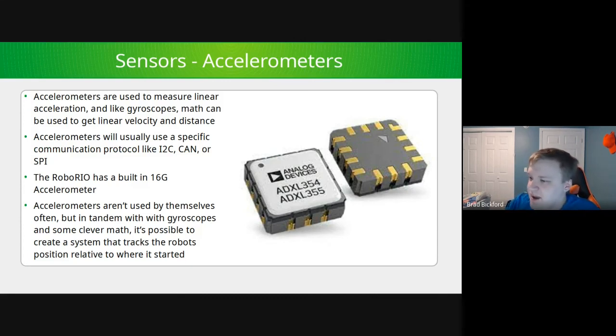Generally speaking, by themselves, accelerometers aren't used very often, but in tandem with gyroscopes and some clever math and a lot of filtering, you could feasibly create a system that tracks the relative position of the robot while it's running, like without encoders. That particular project is outside the scope of this conversation, but it is something that could be done. It's a lot of work, but it is something that could be done.